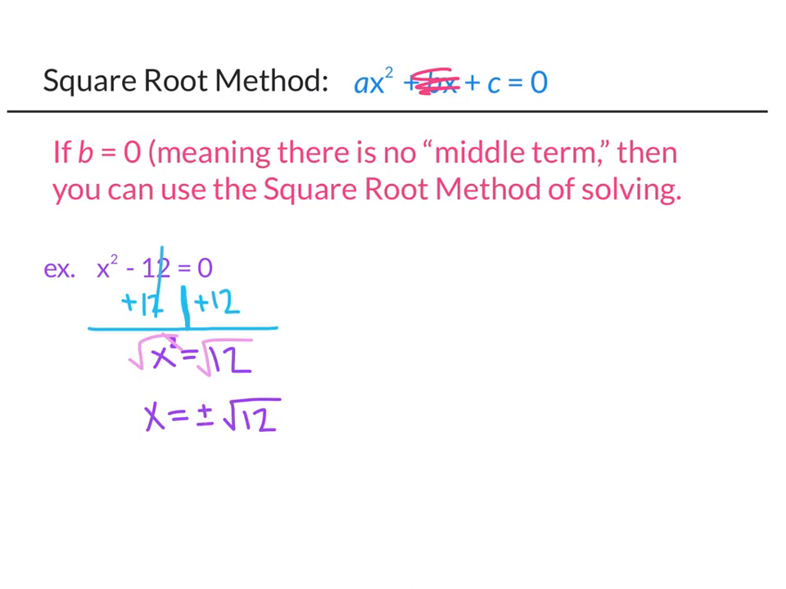If this exponent right here is a 2, then you should have 2 solutions here. So if you forget the plus or minus, you only have the square root of 12. That's only one solution. Positive square root of 12 and negative square root of 12, those are your answers.